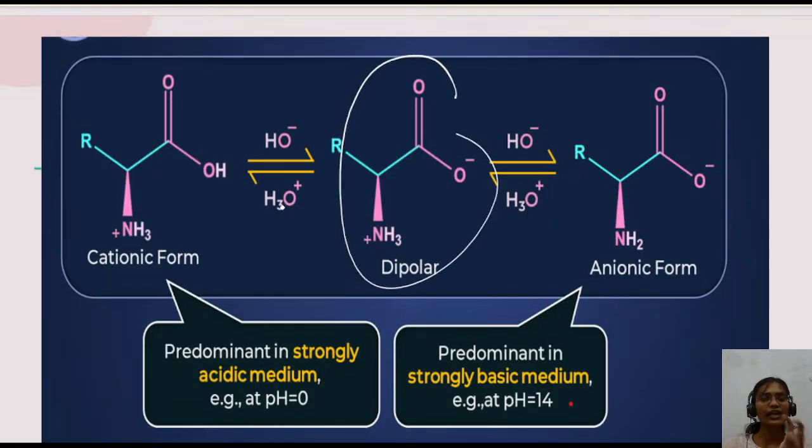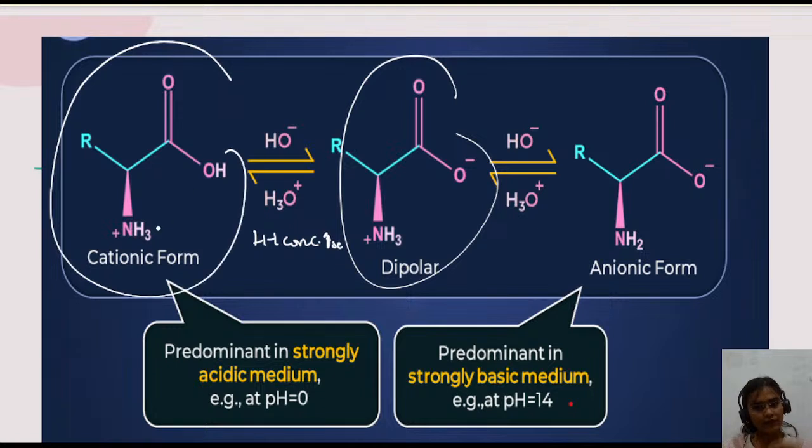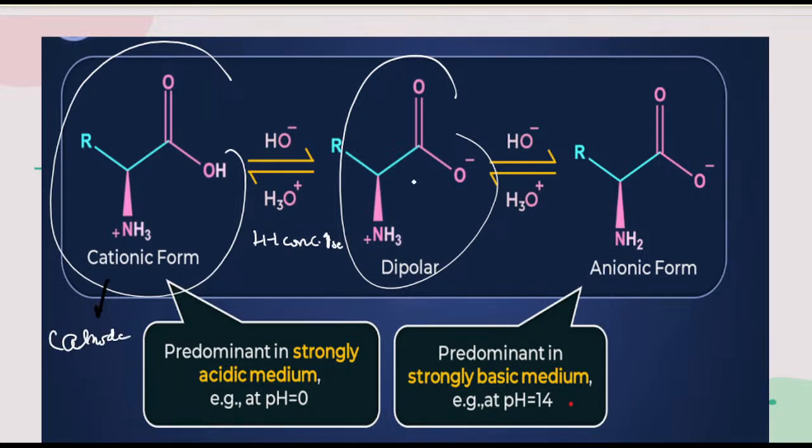Dipolar, if the H positive concentration is increasing, so this side is favored. What is it? It's a more cationic form, right? Okay, I guess it's better visible now. So it's a cationic form. So cationic means it is moving toward which electrode? That is the negative electrode. So negative is what? Cathode. So cathode side.